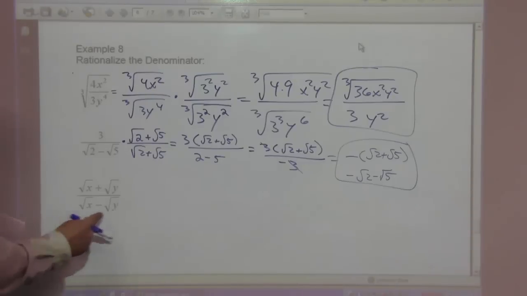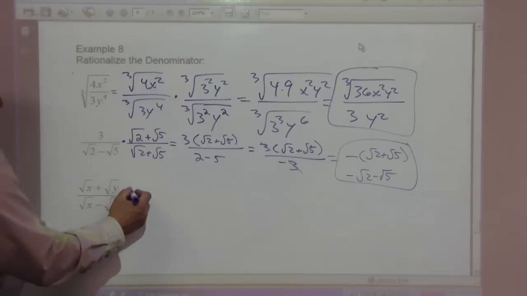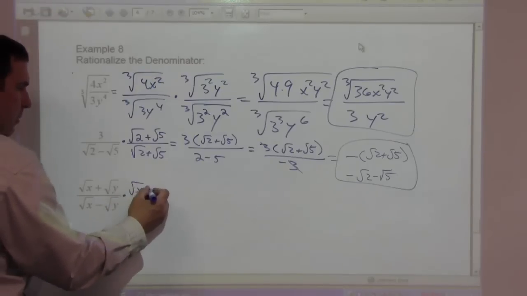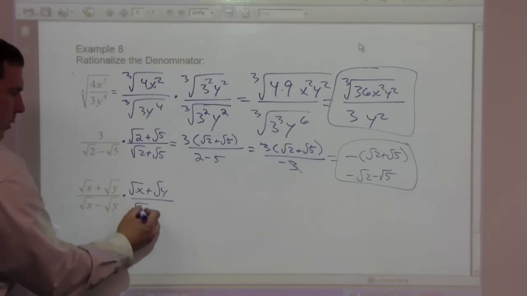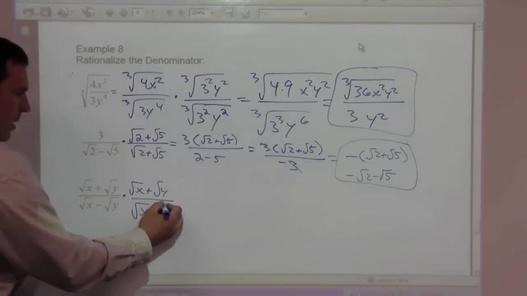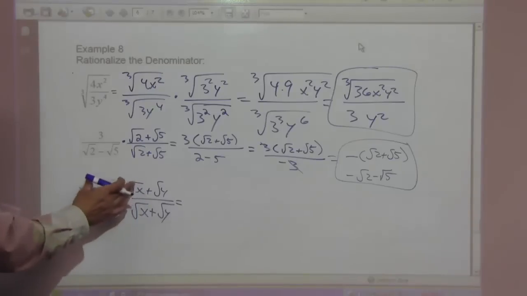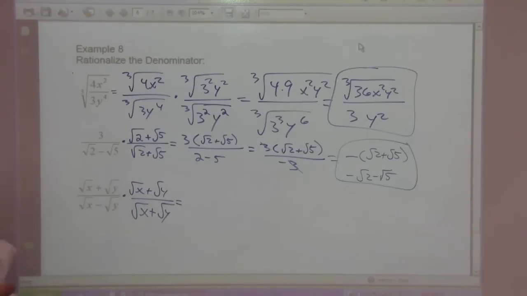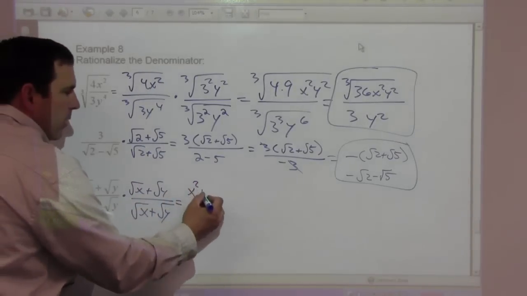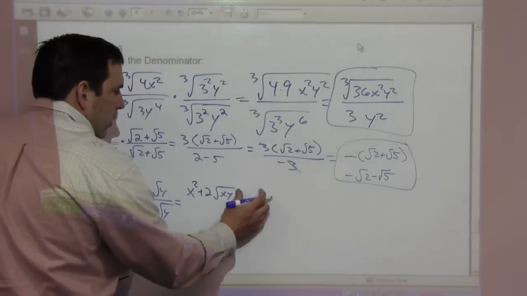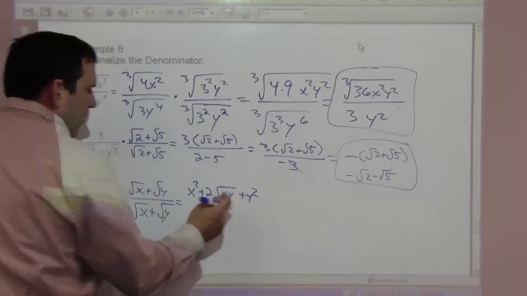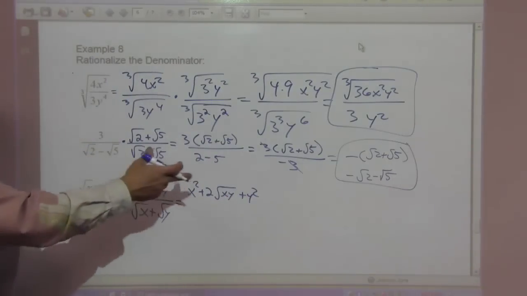In the last case, we're still looking at the denominator. We have square root of x minus square root of y. We'll multiply this by the conjugate, square root of x plus the square root of y. I know that's what we have on top already. It really doesn't matter what we have on top. We're focusing on the bottom. So on top, stuff's not going to go away. In fact, we'll have a middle term. That's going to be x squared plus 2 root xy plus y squared.